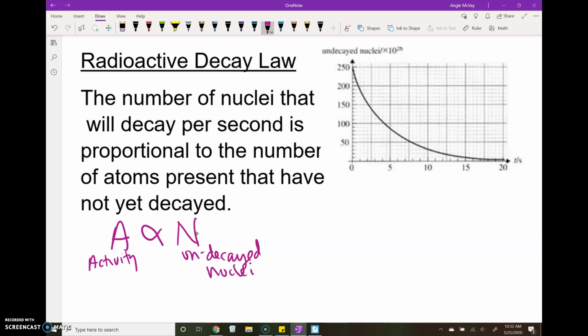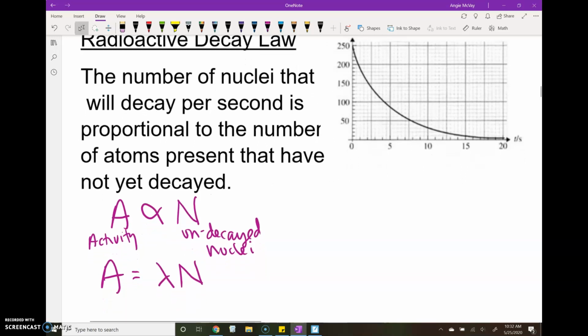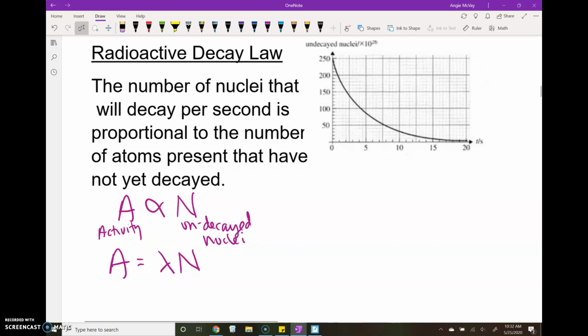So to make that an equality, we just need a constant in there. We're going to use the Greek letter lambda. And the Greek letter lambda is the symbol for the decay constant.